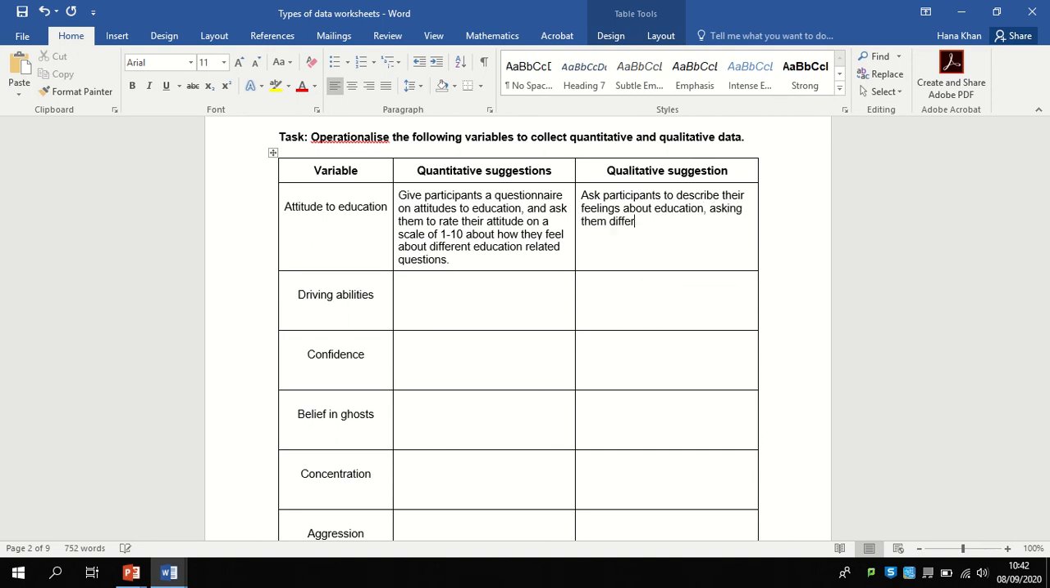A qualitative suggestion could be to ask participants to describe their feelings about education, asking them different questions relating to education and asking them to describe how they feel about certain topics within education. So I'll leave this one in the booklet for you guys.